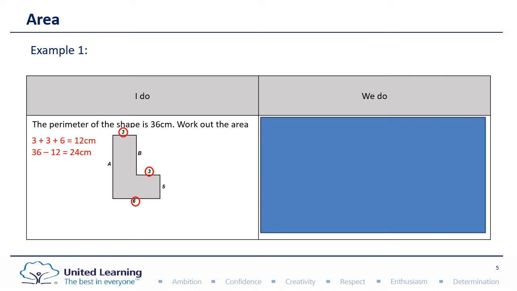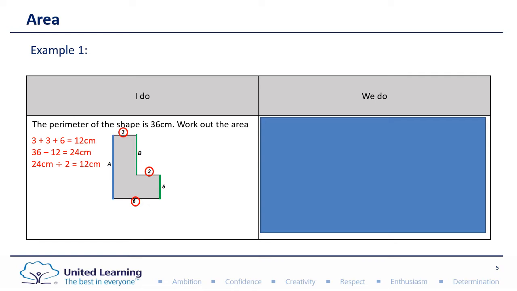The next thing I'd do is recognize that side A is equal to the sum of sides B and 5. That means that essentially the perimeter of this shape is 12 centimeters, the sum of the horizontal sides, add 2 lots of A. So that means if I divide my remaining perimeter by 2, it gives me side length A, which is 12 centimeters.